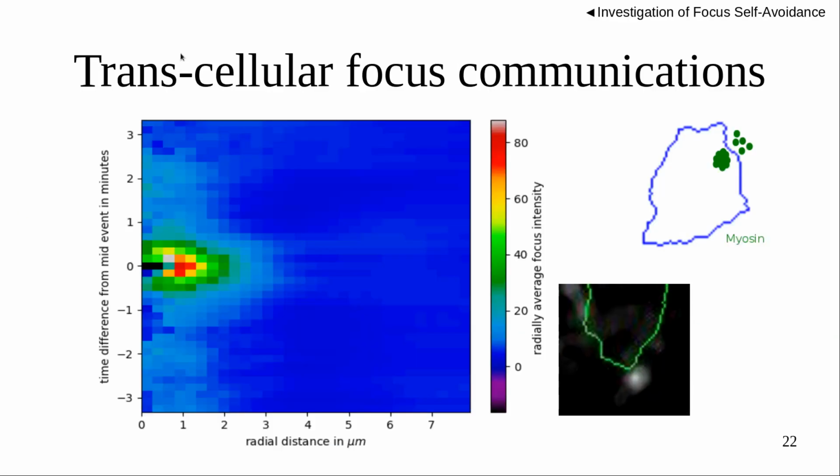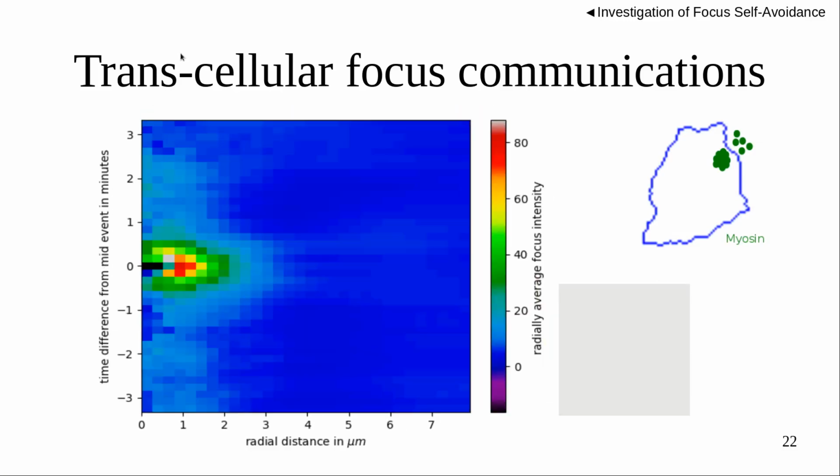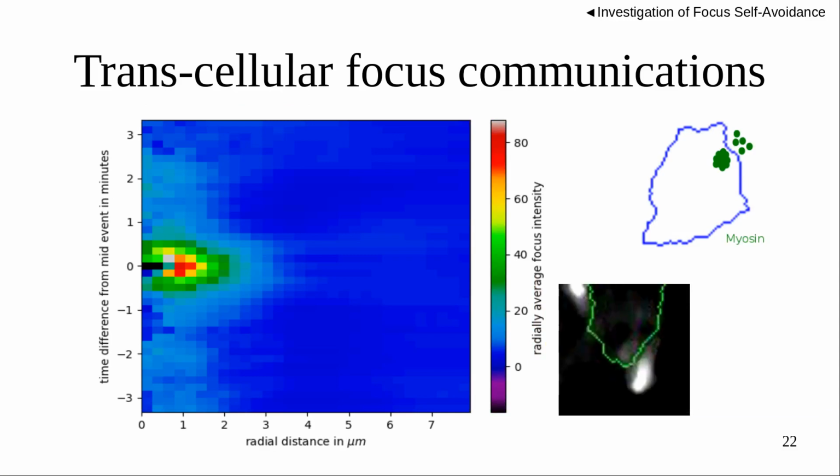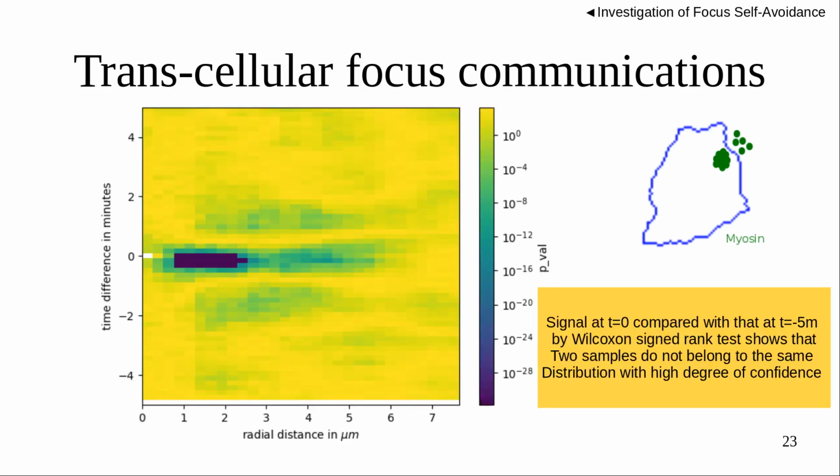If we look at the myosin environment of the focus just outside the cell it's in, we see this high concentration of myosin just outside the cell membranes. Since we know that individual myosin molecules cannot penetrate the cell membrane, we can say that the presence of focus leads to transcellular myosin recruitment.